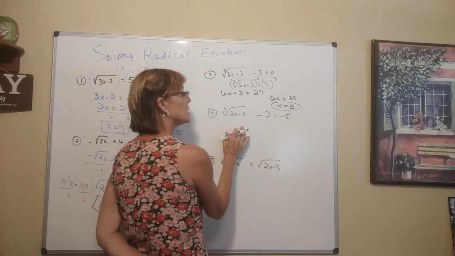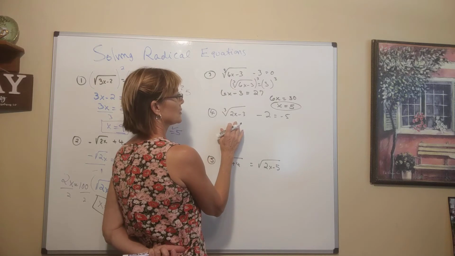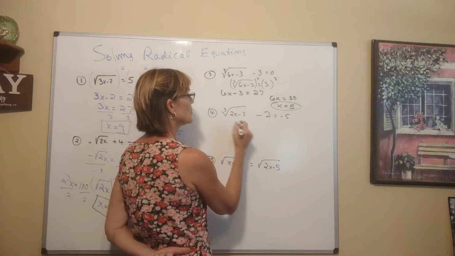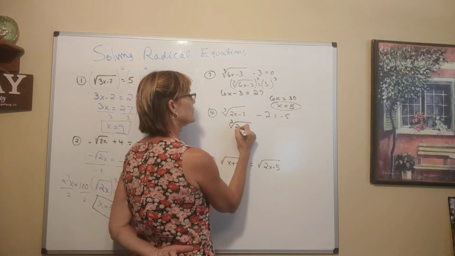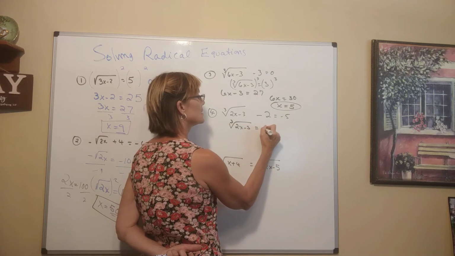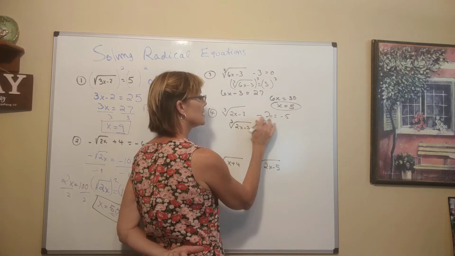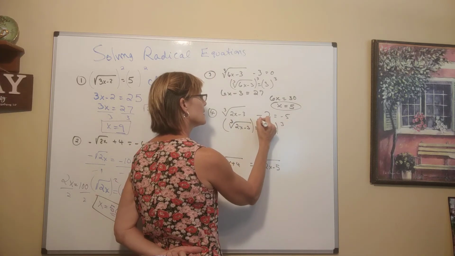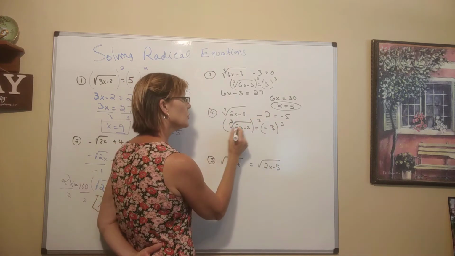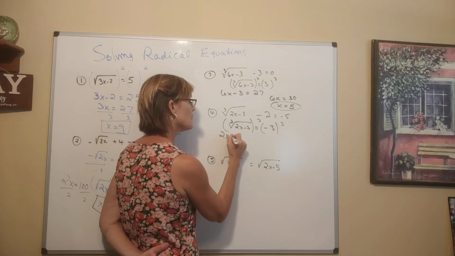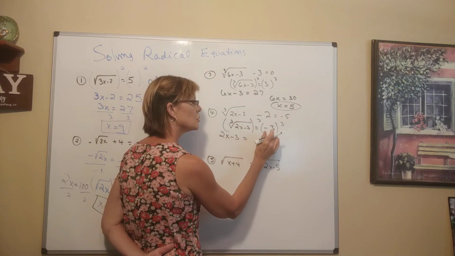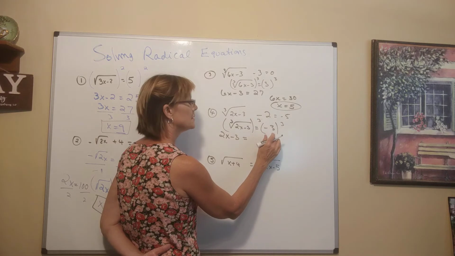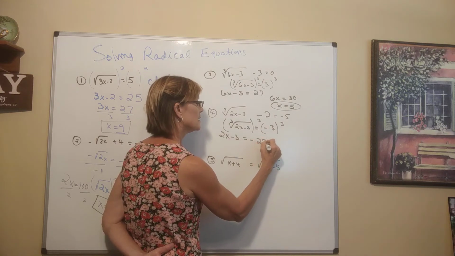Real quick, let's do this one. Isolate your exponential expression. I'm going to add 2 to both sides. The cube root of 2x minus 3 is negative 3. I'm going to raise both sides to the power of the index. The cube root of something cubed is just the something. 2x minus 3 is equal to negative 3 times negative 3 times negative 3, which is negative 27.